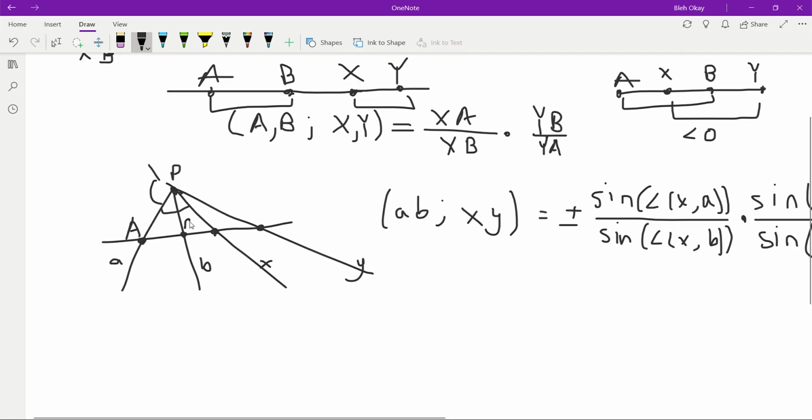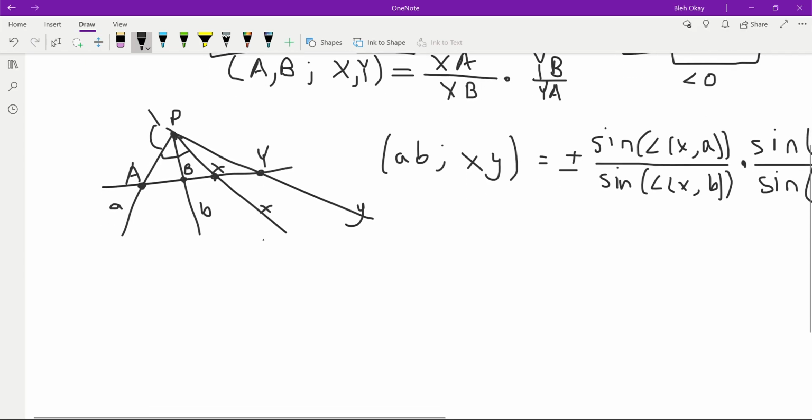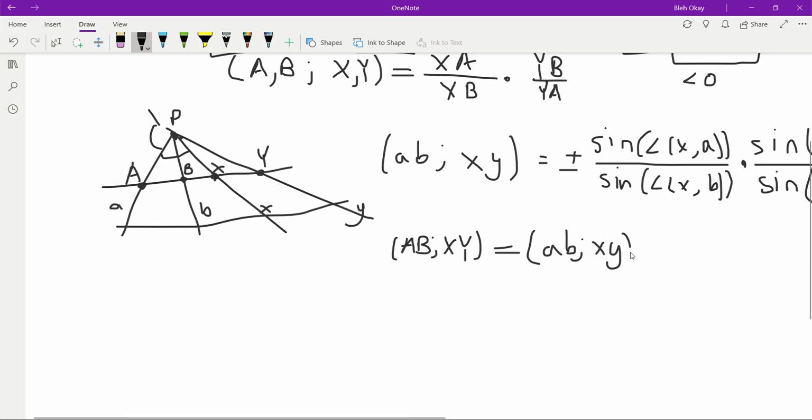So if I were to label these points A, B, X, and Y with capitals, then we claim that the cross ratio of the 4 points on a randomly drawn line, right? I just drew any line. I could have drawn a line here or whatever. It doesn't matter. The cross ratio of the 4 points is in fact equal to the cross ratio of the 4 lines. So let's prove that.